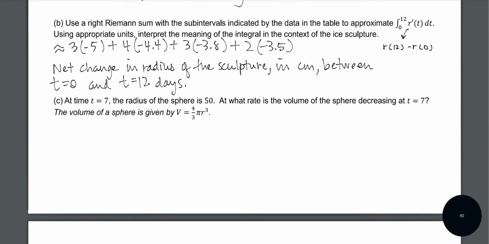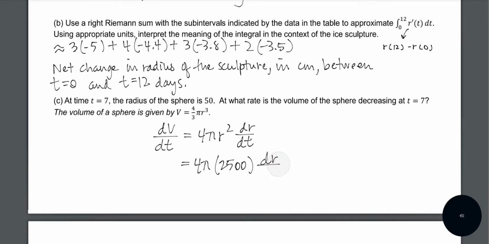All right. Now, here we've got some related rates. You see the volume formula off to the side. That's probably a good sign that we're going to be taking a derivative. We're asking what rate is the volume of the sphere decreasing at t equals 7. So I'm going to take the derivative of this volume formula. And then the radius is 50, so that's going to be 4 pi. If I square 50, that would be 2,500 dr dt.